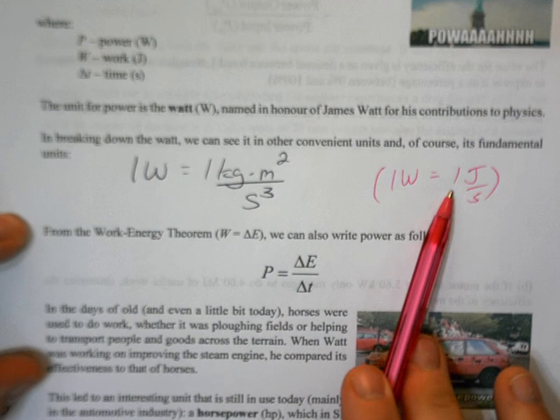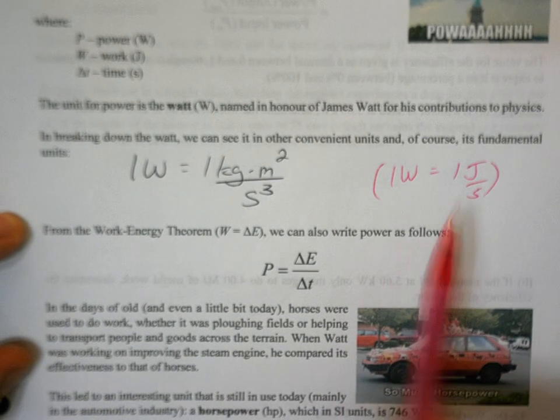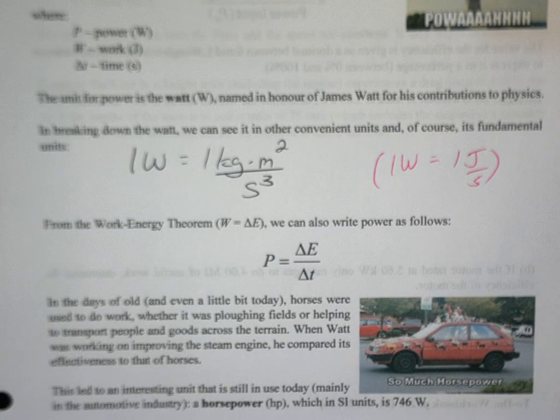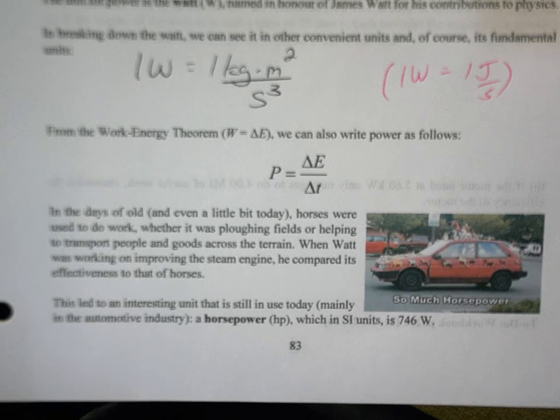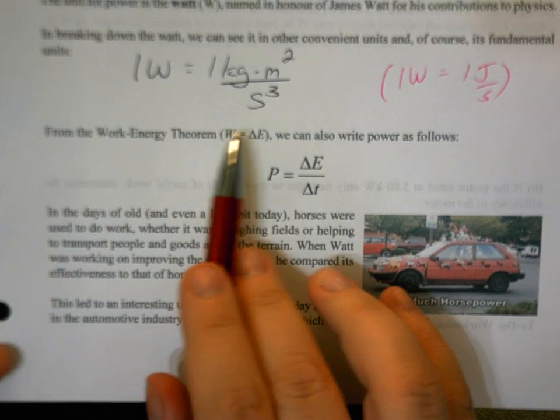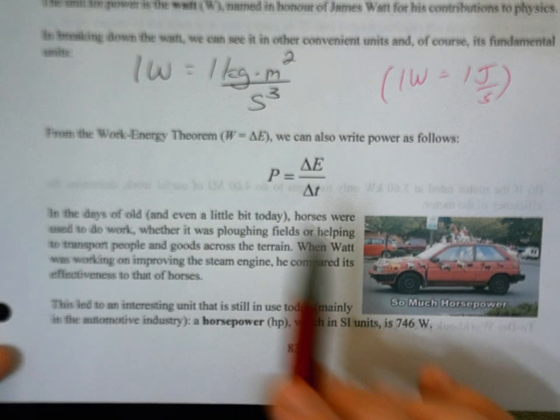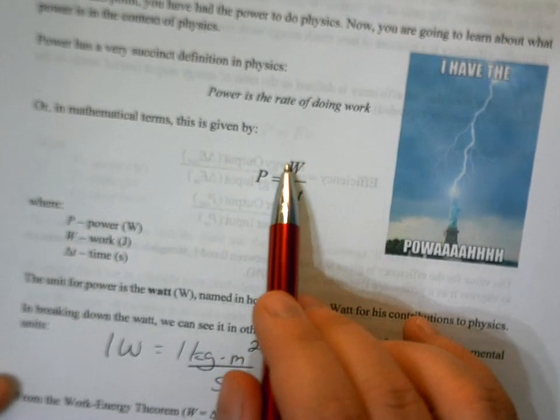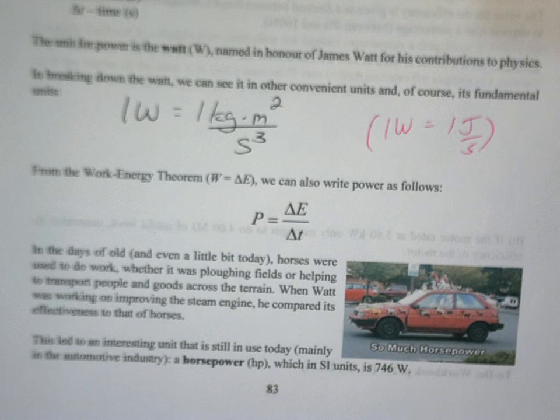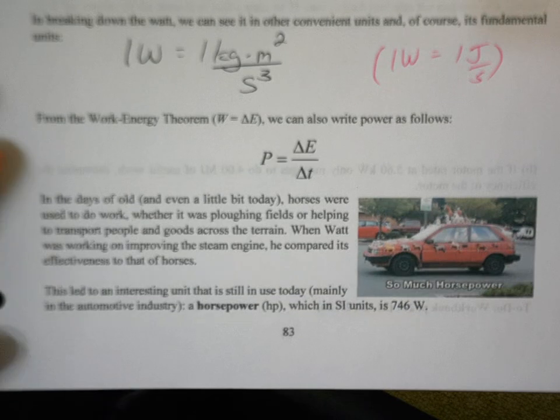This is a really helpful way to think about it, especially those of you that do Physics 30. This will be useful when we do electromagnetic radiation. Now, another way of writing this out, instead of having the work done, we also know through the work energy theorem that work is just the change in energy. So instead of having work here, we could replace that with the change in energy. So we could say that the power is the change in energy per unit time. Gives us the same thing.